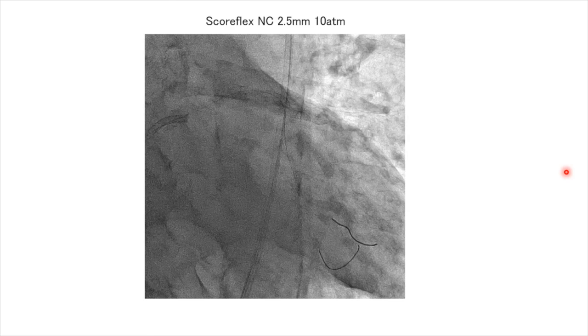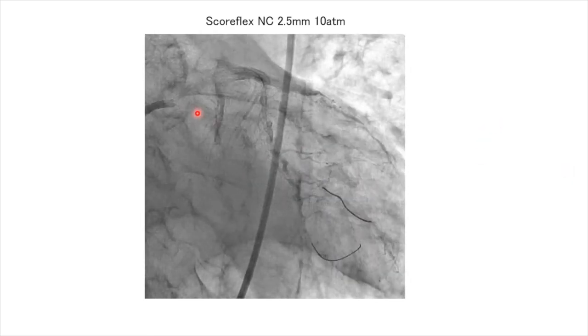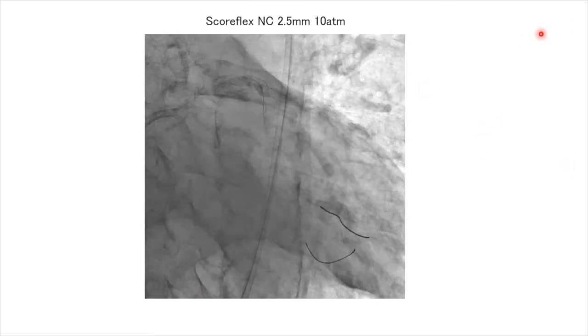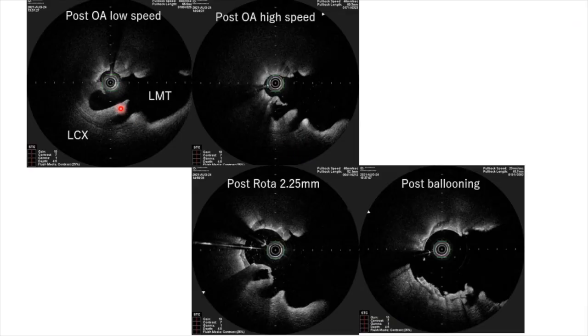After circumflex balloon inflation, you can see the expansion at the circumflex orifice. OFDI shows that after orbital atherectomy at low speed, the ablation effect was observed here, and high speed gave further ablation effect, and then the rotational atherectomy 2.25 ablation effect was seen here. The ballooning made a crack there and the circumflex orifice was wide open.